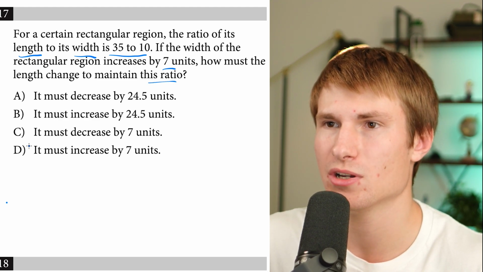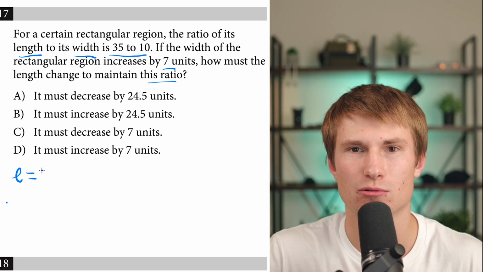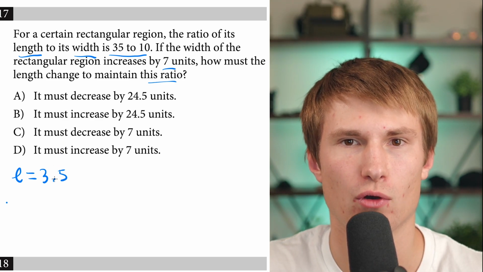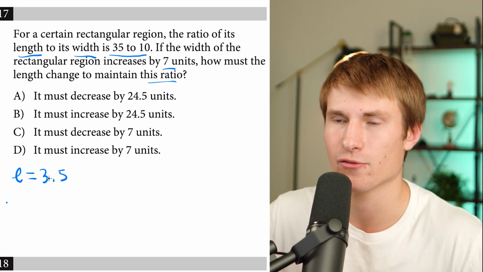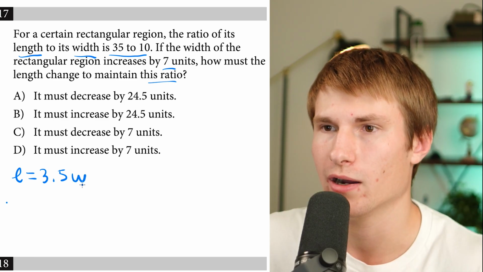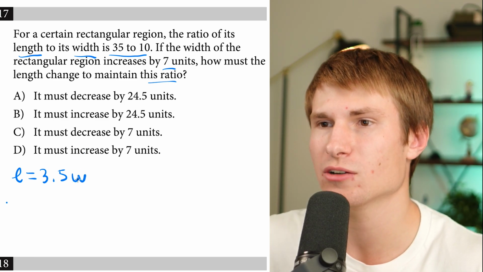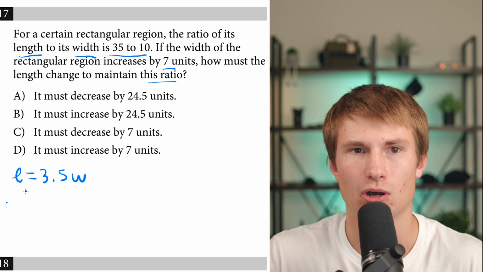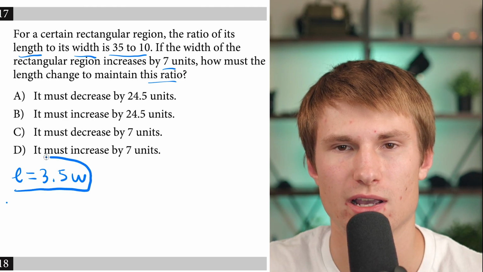Okay, so what we know here is that our length is going to equal 3.5 times our width. And the way we get that is by having 35 over 10, right? If you were to rewrite 35 over 10, you get 3.5. All right, so now from here, we want to know if we increase our width by 7 units, how much will our length change? Well, we can just use this proportion right here.